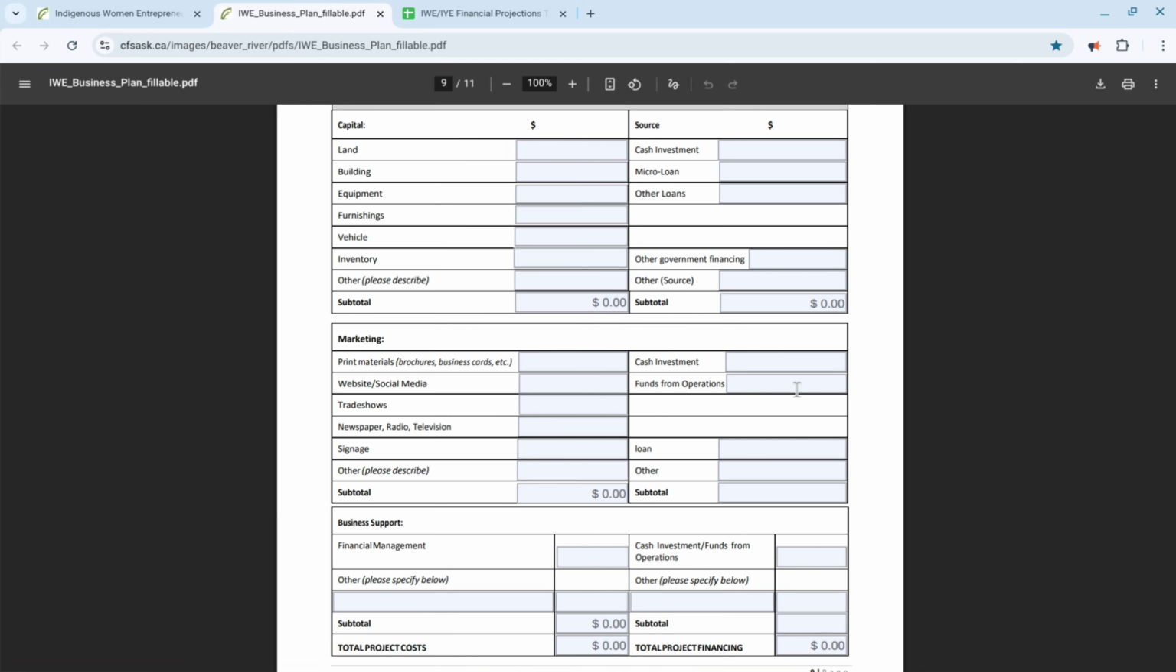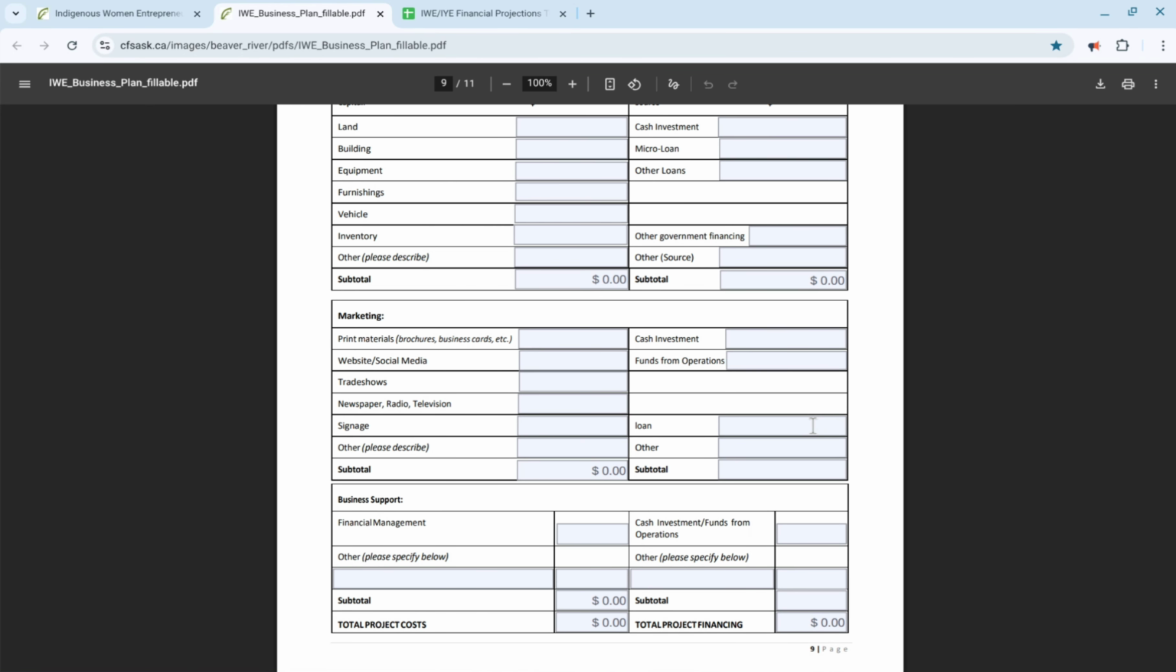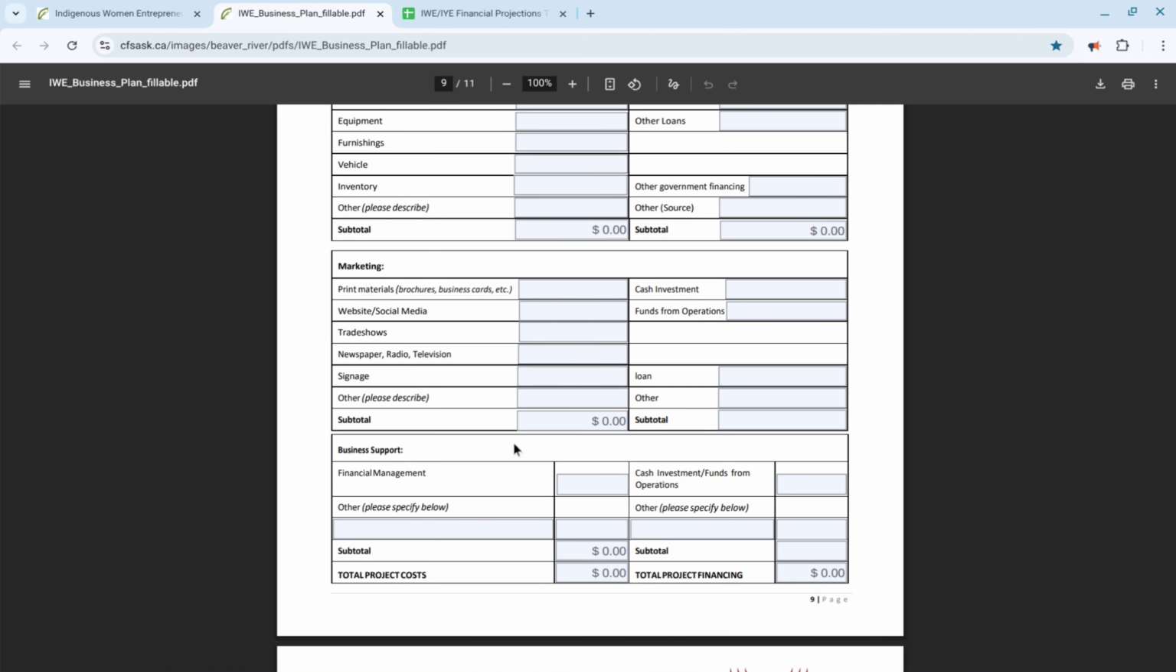And now the same thing, how is this being funded? So is that out of pocket from the owner as a cash investment, or are you taking funds from operations, meaning in the case that your business is already operating, are you going to be funding it from the profits from the business? Or is that coming from a business loan or other sources? So same thing here, just add up that subtotal, and that subtotal in this category should match the subtotal in the other column here. And then lastly on this page is business support.